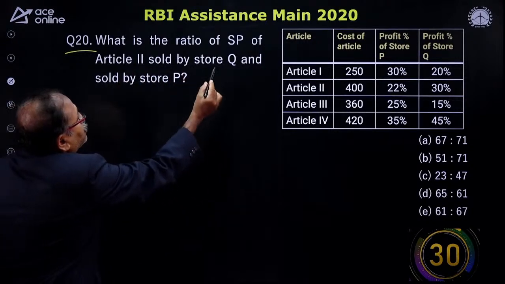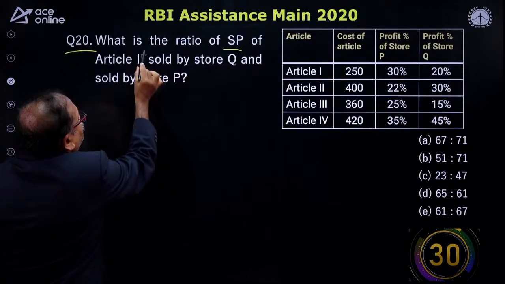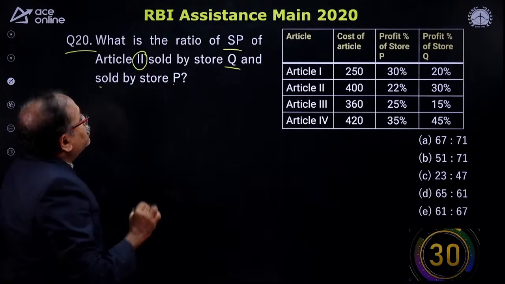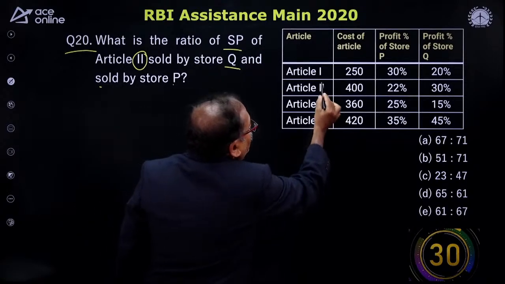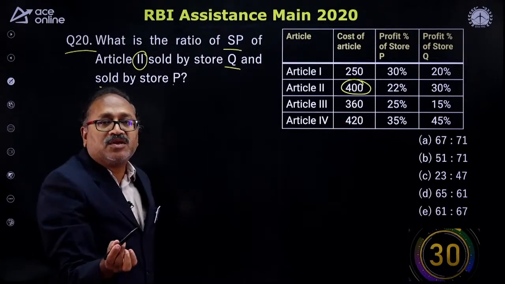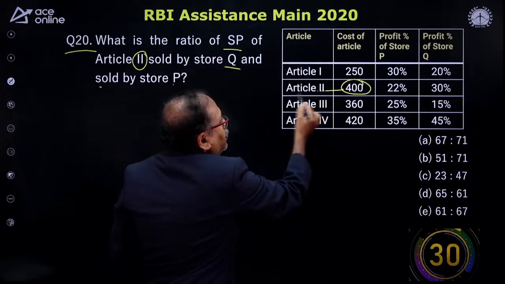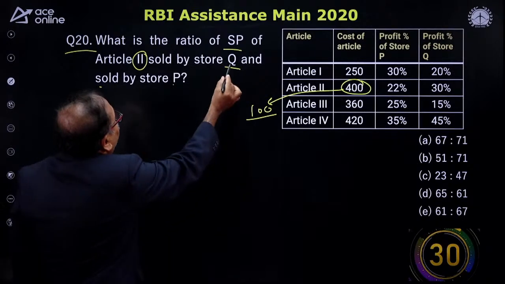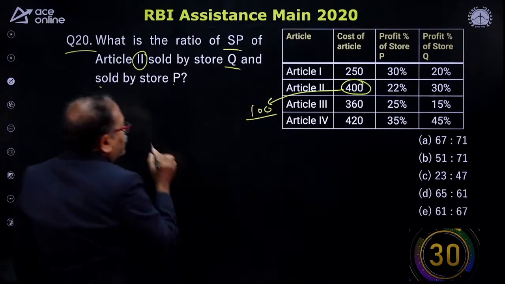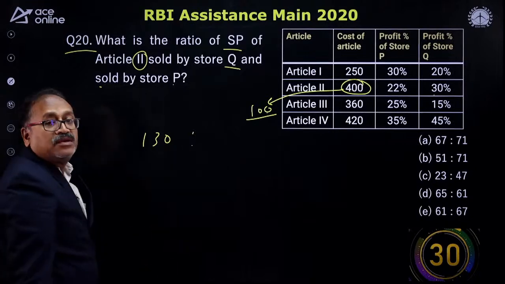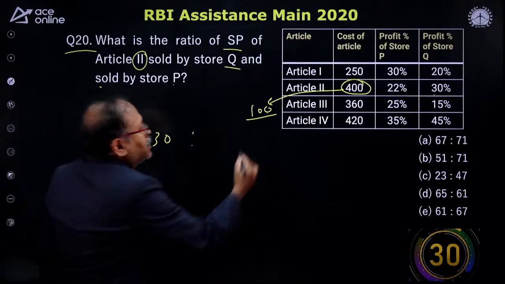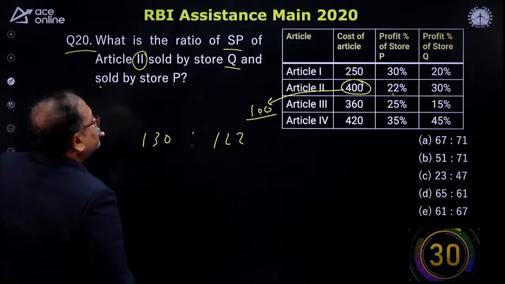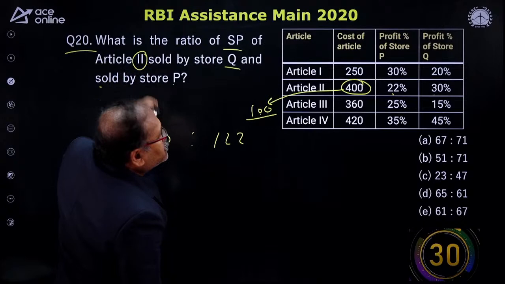Now, what is the ratio of the selling price of article 2 sold by Q and sold by P? So, selling price of article 2, as the cost price is same. So, as it is a ratio, I can consider this as 100. Then what will be the selling price of Q? 100 plus 30, that is 130 is the selling price. And what is the selling price of P? That is 100 plus 22, 122. Am I right? Is it talking about 2? Yes, it's talking about 2.